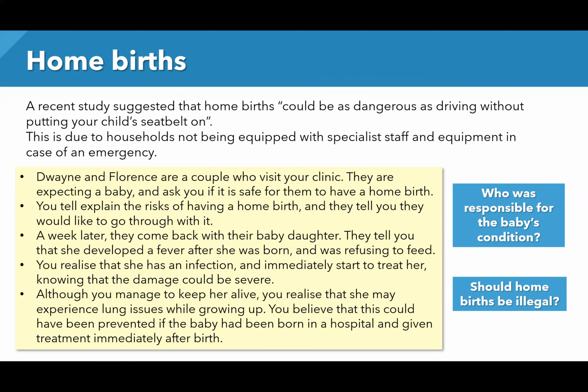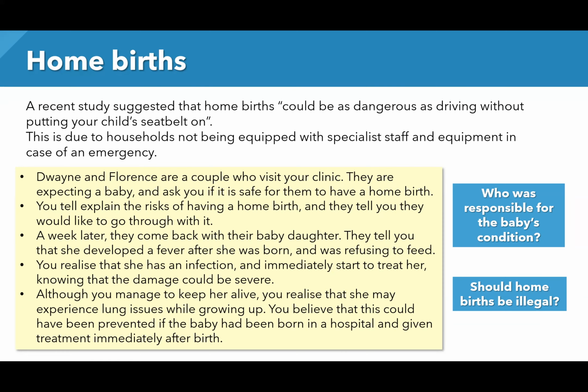Dwayne and Florence are a couple who visit your clinic. They're expecting a baby and ask you if it is safe for them to have a home birth. You tell them the risks of having a home birth, and they tell you they would like to go through with it. A week later, they come back with their baby daughter. They tell you that she developed a fever after she was born and was refusing to feed. You realize that she has an infection and immediately start to treat her, knowing that the damage could be severe.